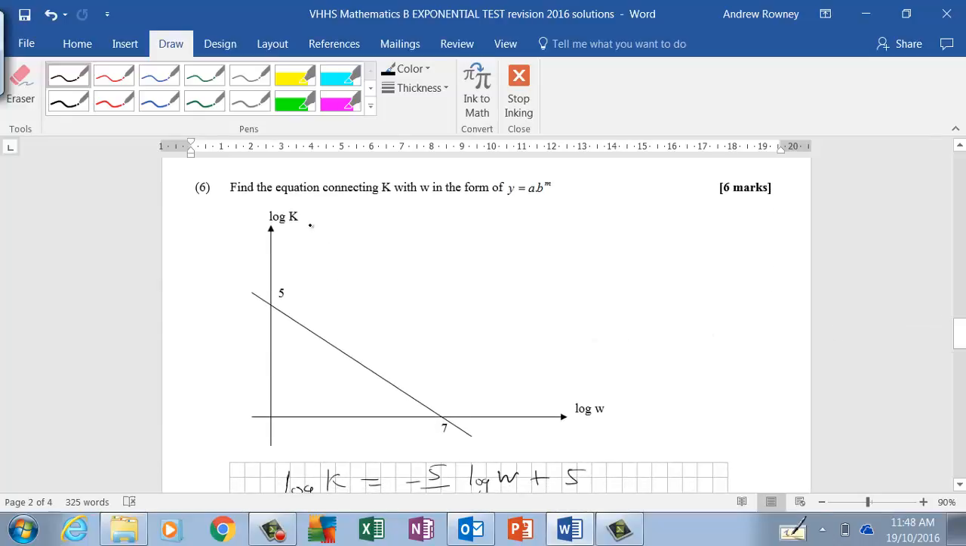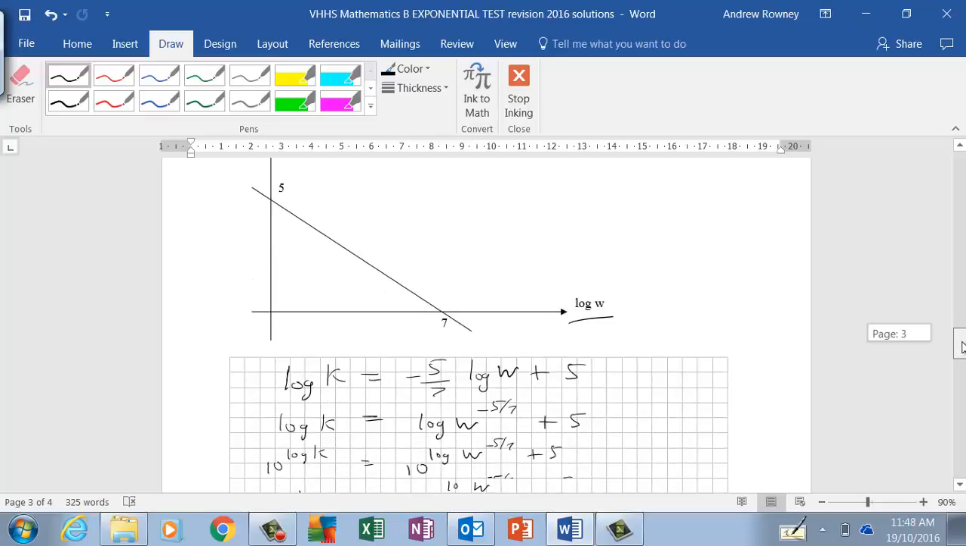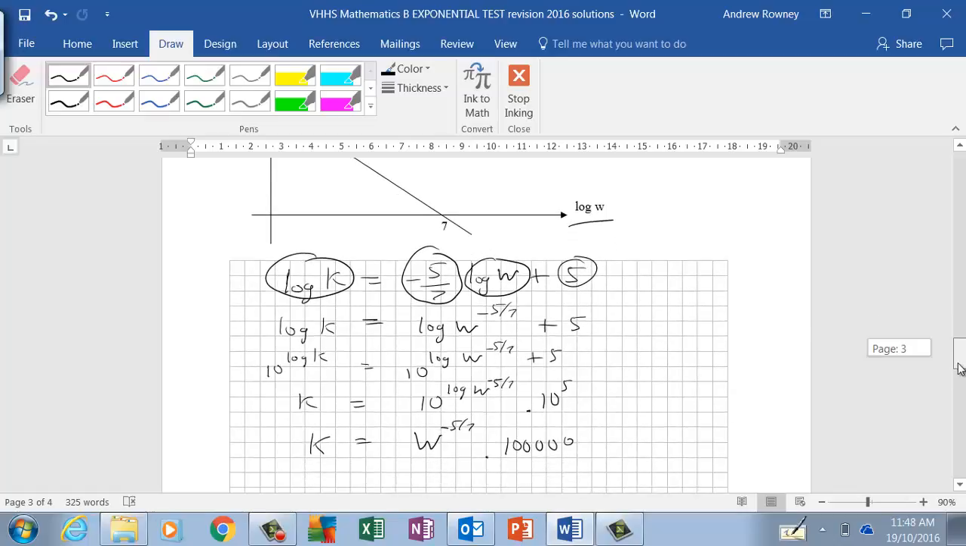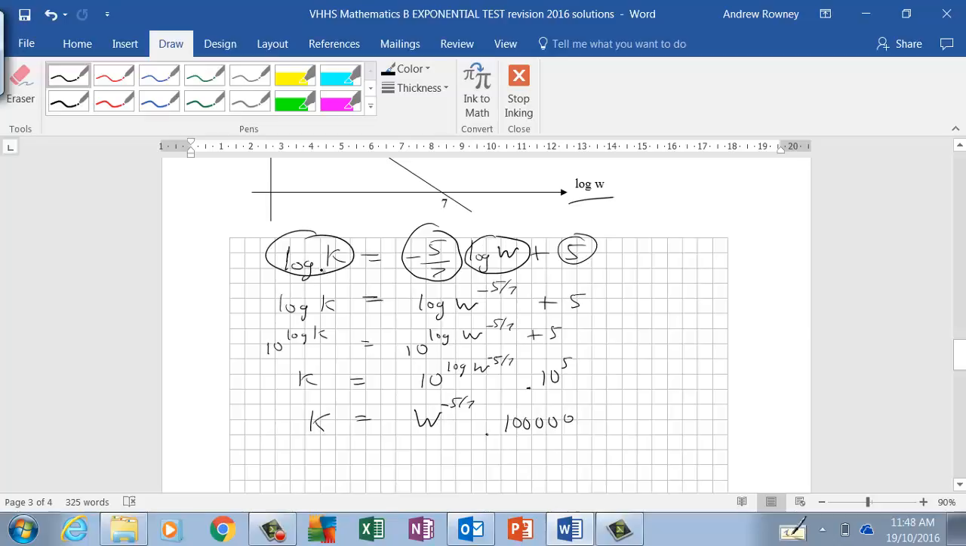This one here is a graph with log k against log w. So we can write down y equals mx plus c. Now the y is log k, the x is log w, this is your slope, which is minus 5/7, and this is your c value, the y-intercept. Now we've got to solve for k, so we have to get rid of the log. So we're going to do 10 to the left equals 10 to the right. Before I do that, I've just thrown that up to the top there. Then 10 to the left is 10 to the log k, they wipe out giving k.